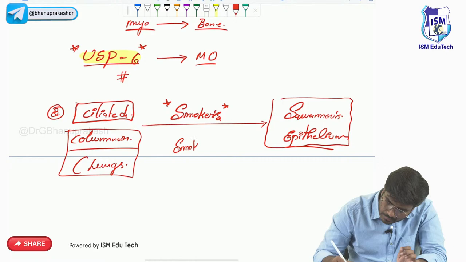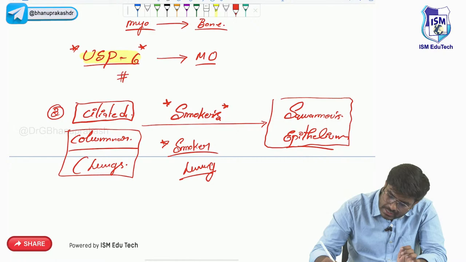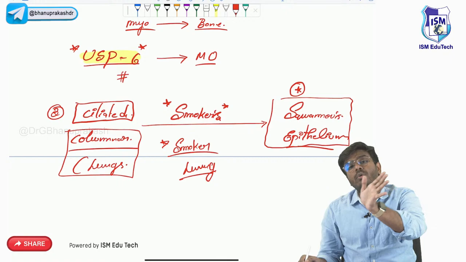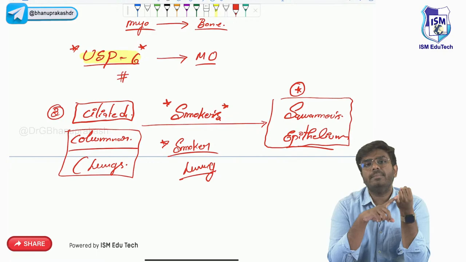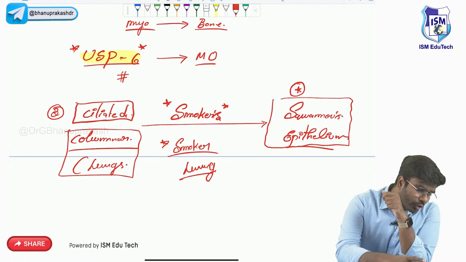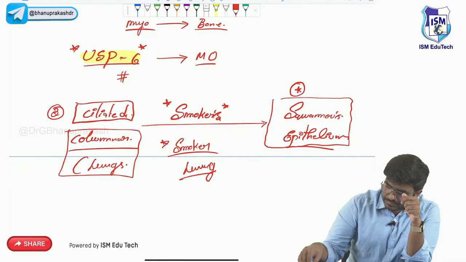In smoker's lung, which type of metaplasia is seen? Squamous metaplasia is seen. The columnar epithelium is converted into squamous epithelium, and all the cilia are lost. So these three examples, smoker's lung, Barrett's esophagus, and myositis ossificans, are the three important examples I want you to know regarding metaplasia.